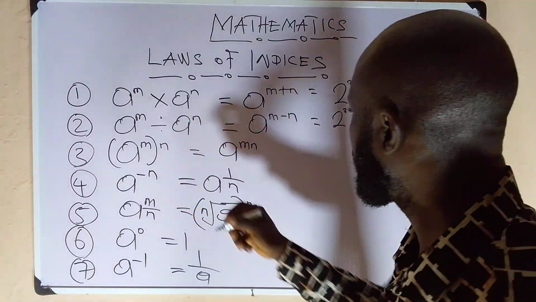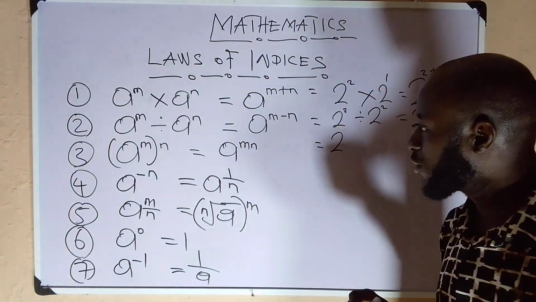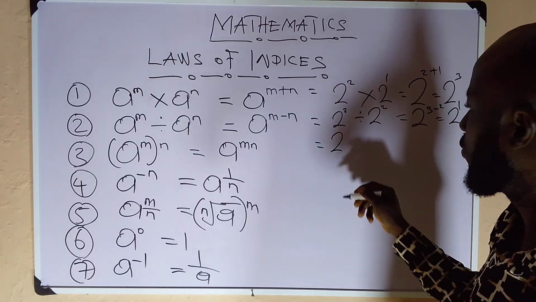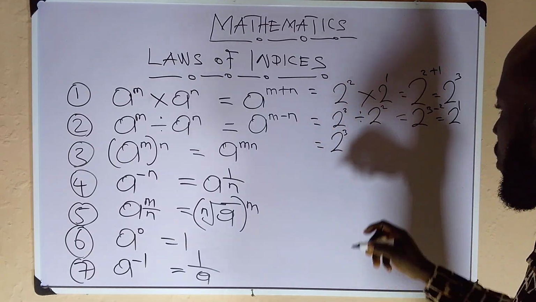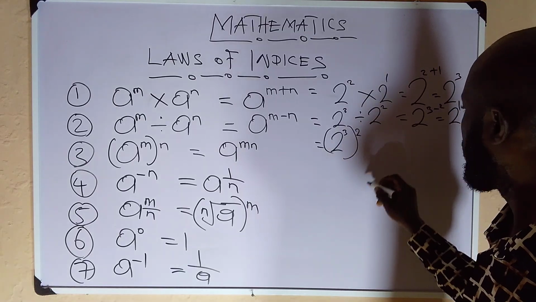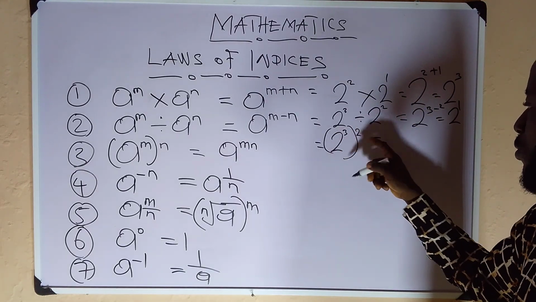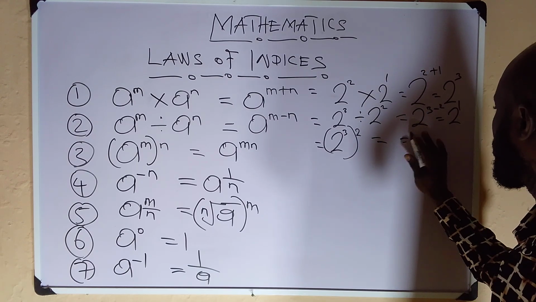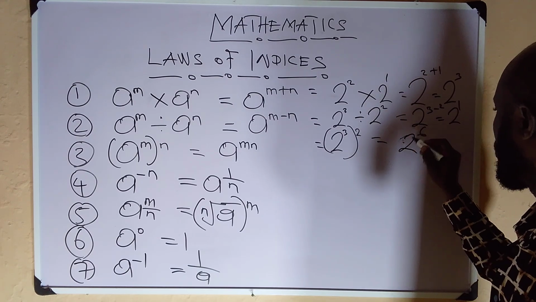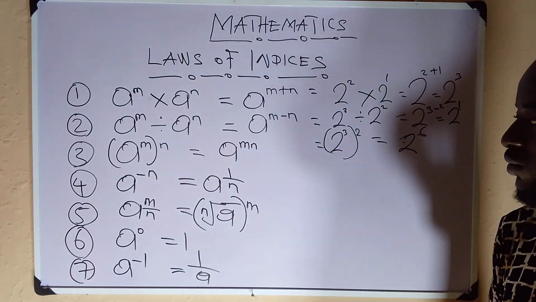We have the third law. We can use 2 as a base again. We have 2 raised to the power of 3, in brackets, raised to the power of 2, which equals 2 raised to the power of 3 times 2, giving you 6. This equals 2 raised to the power of 6.